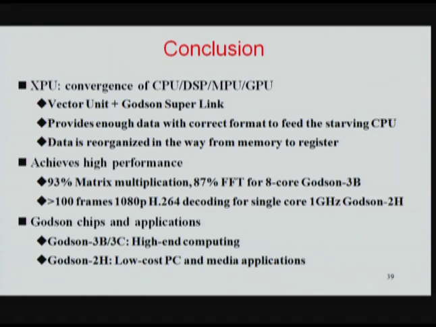And it achieves high performance. We achieve 93% of peak performance for matrix multiplication, and 87% for FFT, on the 8-core Godson 3B. We achieve more than 100 frames per second of high definition decoding with a single core. And we also introduce Godson chips and applications.